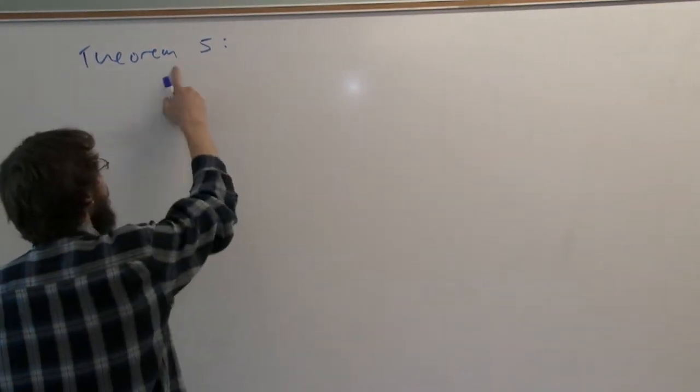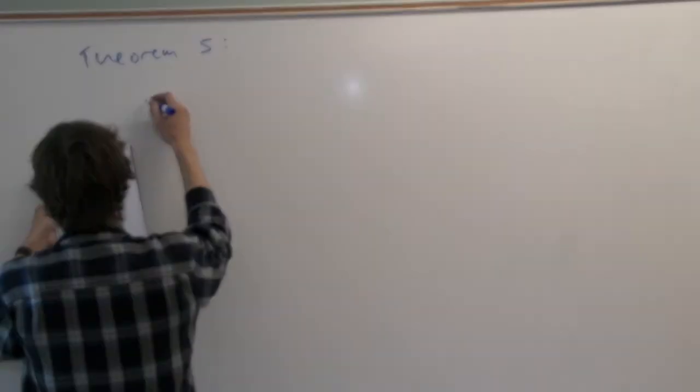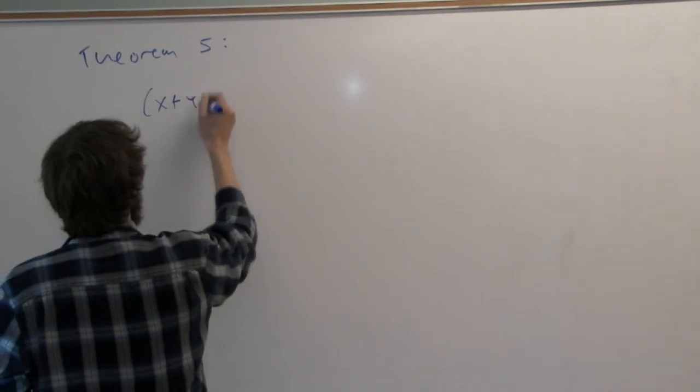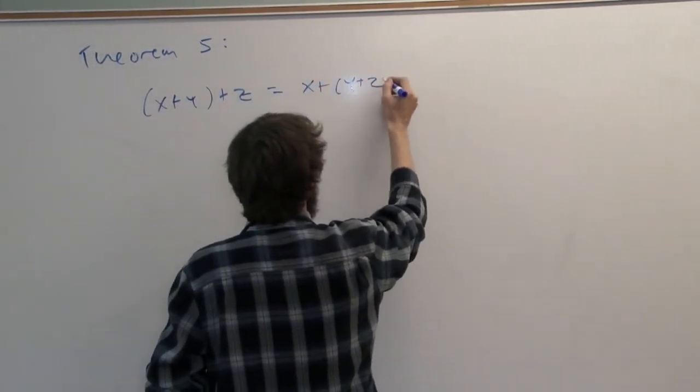And that's all that theorems are. Think of theorems as two things. A theorem is a tool, and a theorem is a description. Okay? So Theorem 5 guarantees that the associative law holds. How do I set it up here? x plus y plus z equals x plus y plus z.